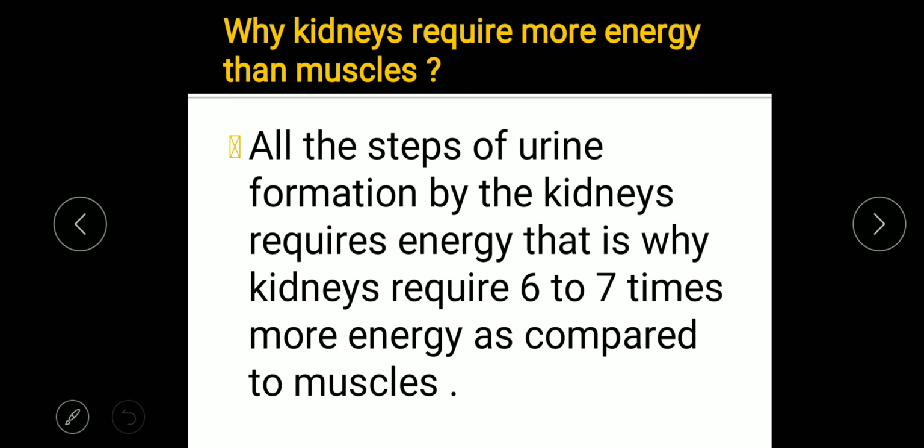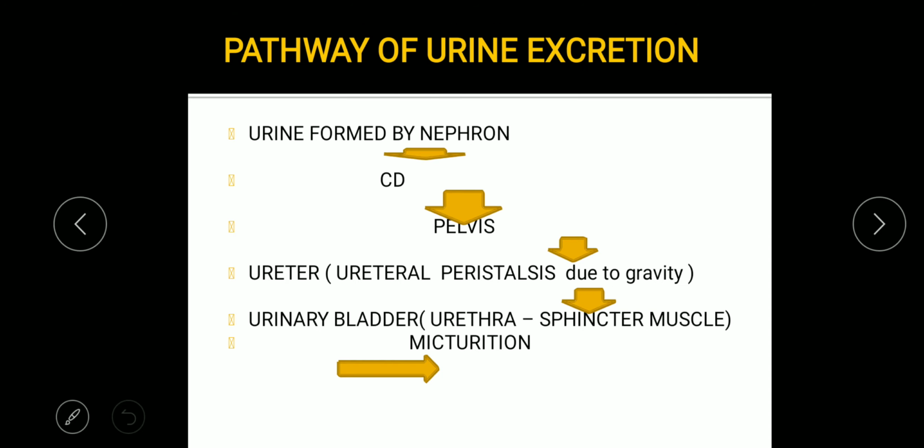Why does the kidney require more energy than the muscles? Just now you have seen that in the reabsorption process active transportation is taking place. In a similar manner, urine formation requires energy at its different steps. That is why the kidney requires 6 to 7 times more energy as compared to the muscles, because urine formation in the kidney requires energy.